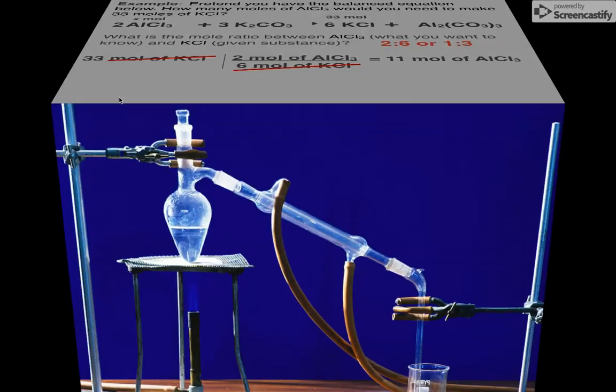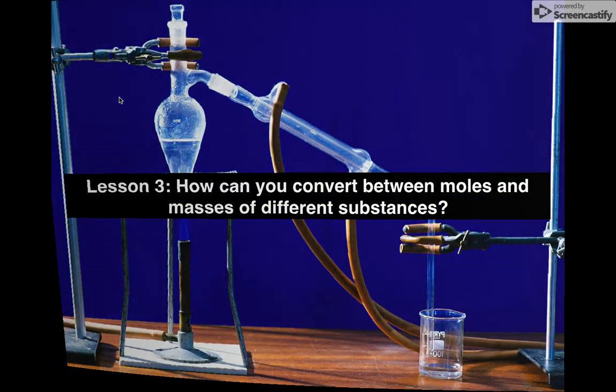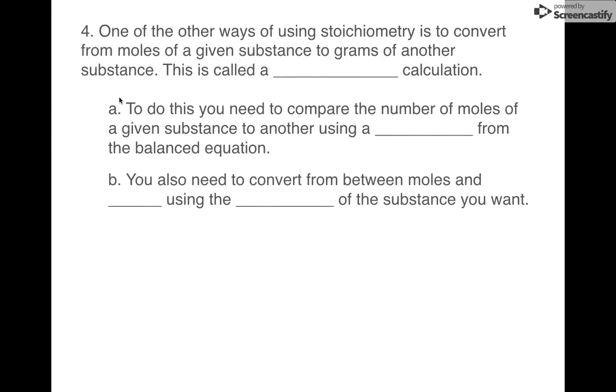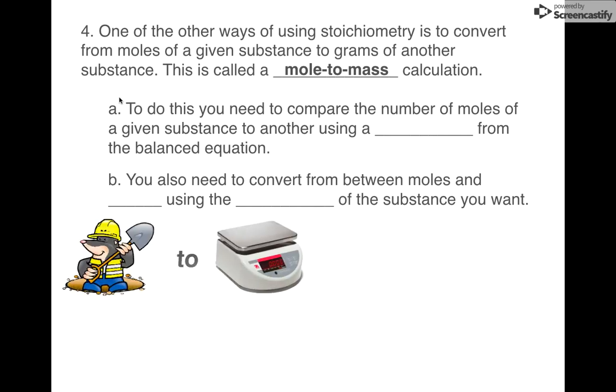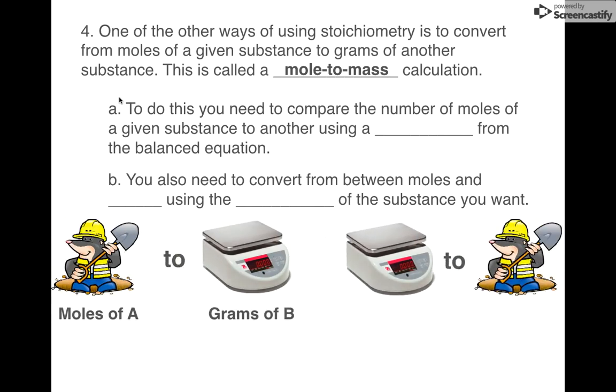All right, now let's go to the harder one, okay? How can I convert between moles and masses, or masses and moles? So this is called a mole-to-mass conversion or a mass-to-mole conversion. And I actually need to know a little bit more information in this case. So there are two possibilities, and this is why people get a little bit confused by it. Either I'm given moles of A and it asks me to find grams of B, or it gives me grams of A and it asks me to find moles of B. So there are kind of two ways of looking at this, okay?